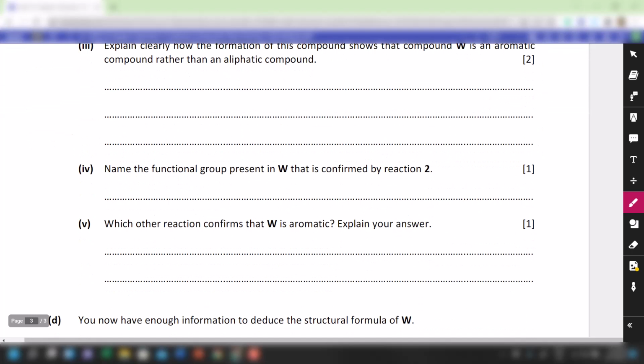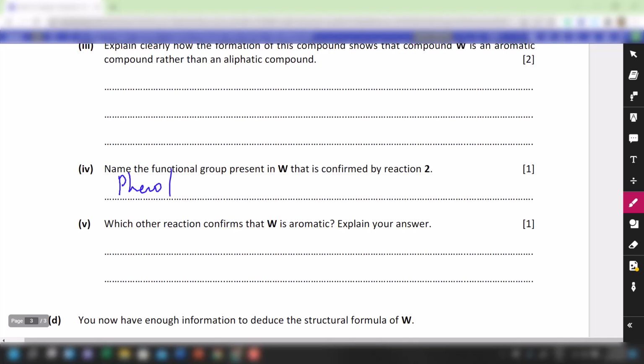Then name the functional group present in W that is confirmed by reaction 2. I think earlier on we talked about it. For us to have tri-substitution without the need for a Lewis acid catalyst, that means it must be sufficiently activated. So therefore, I'm looking at phenol. Okay, then what other reaction confirms that W is aromatic?